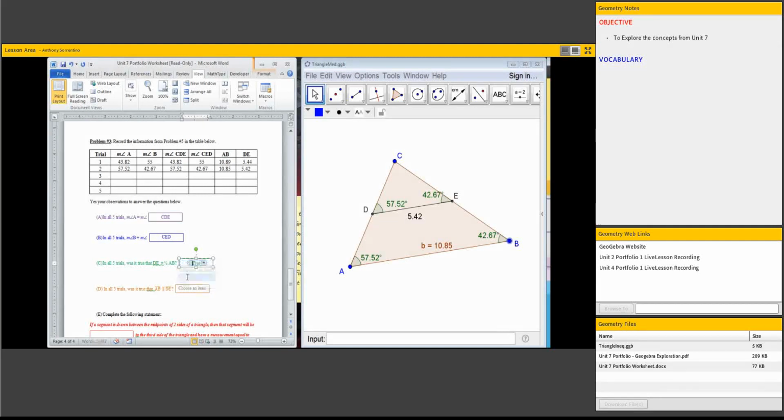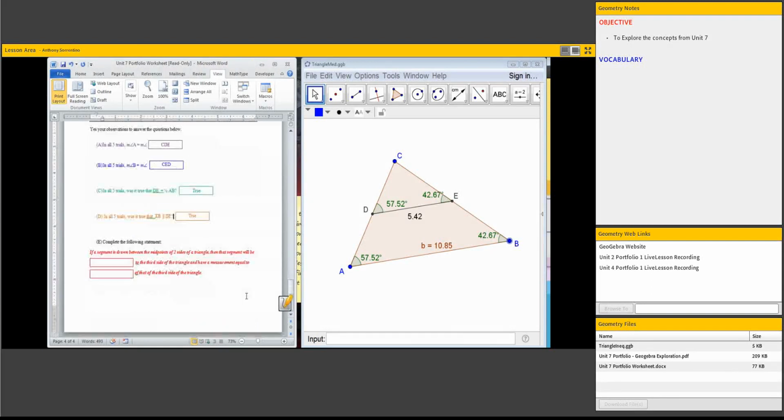In all 5 trials, is it true that AB was parallel to DE? Well, since I have corresponding angles being congruent, I have 2 sets for each one of those situations. I have 2 transversals that are intersecting DE and AB, and the corresponding angles in each one of them are congruent. That would tell you from the converse of the corresponding angles postulate that they're parallel to each other. So yeah, that's true.